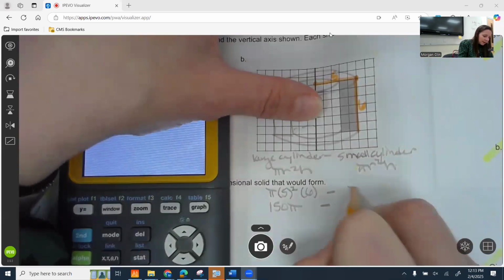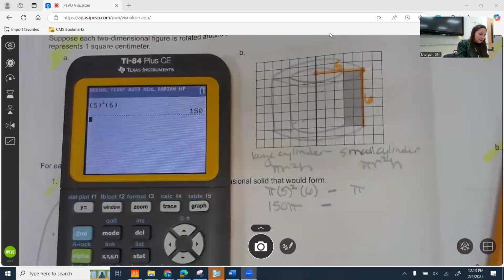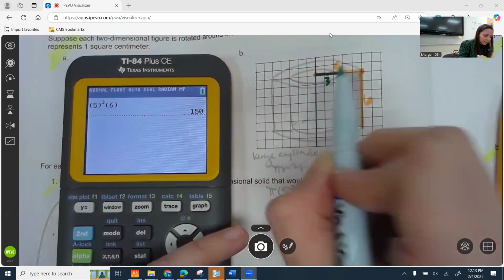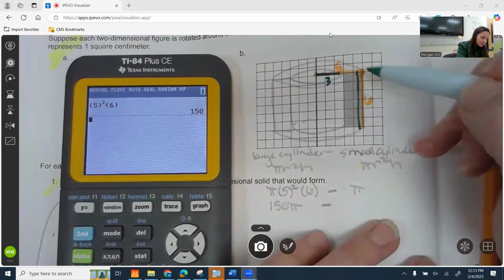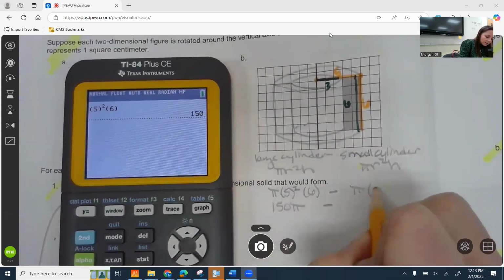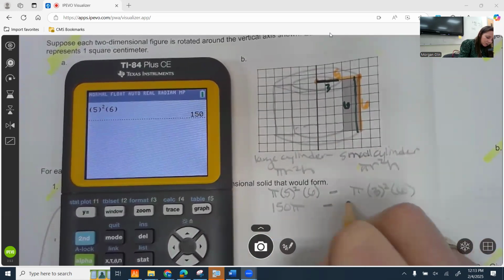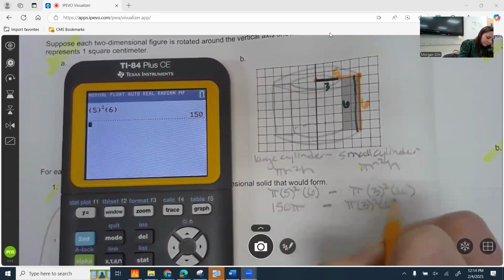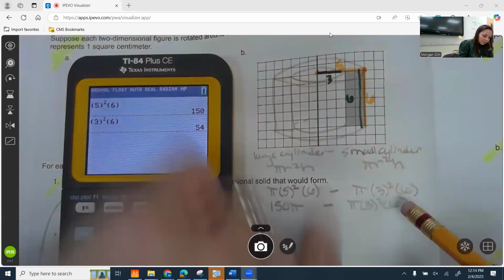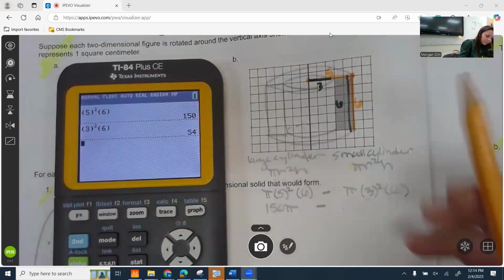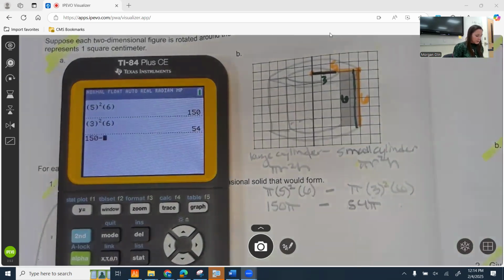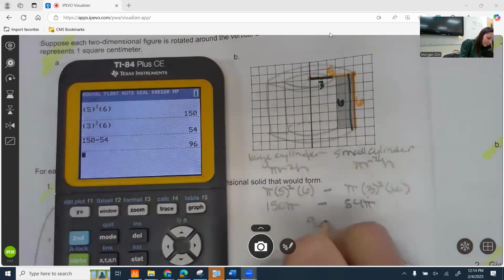So the small pi. All right, let's think about the radius of it. The radius of the small one runs from here to here. Okay, so 1, 2, 3. Now the height's still the same. The height of that small cylinder in this case is still 6. All right, so pi, and this is 3 squared. The height is 6. So pi 3 squared times 6. So I get 54 pi. And here, I just want to subtract. So you can do 150 minus 54, and you get 96 pi.